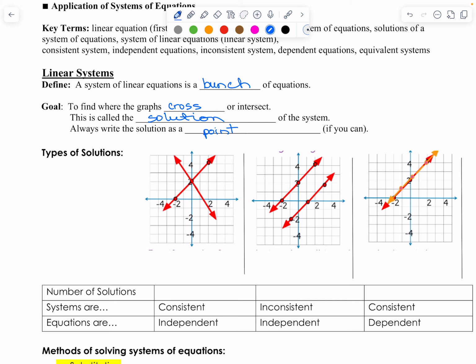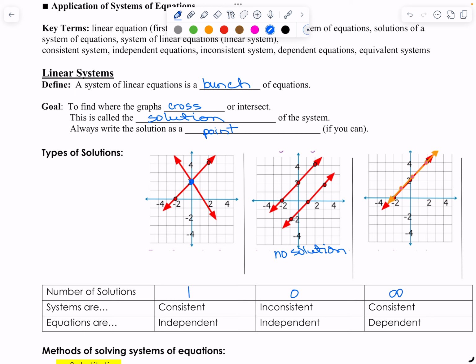You're either going to get two lines that cross, and in that case, it's a point. So that would be 1 is the number of solutions. You could get two parallel lines. If you have parallel lines, you are going to have no solutions. So this is a no solution problem. Or you're going to get a problem where both of the lines that you graph are the same line. So in this case, we would have an infinite number of solutions.